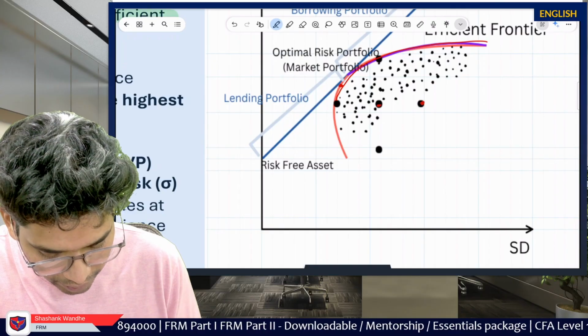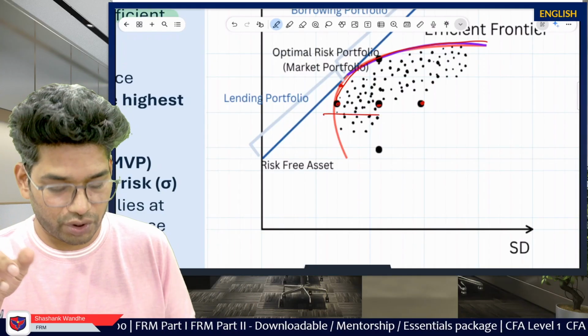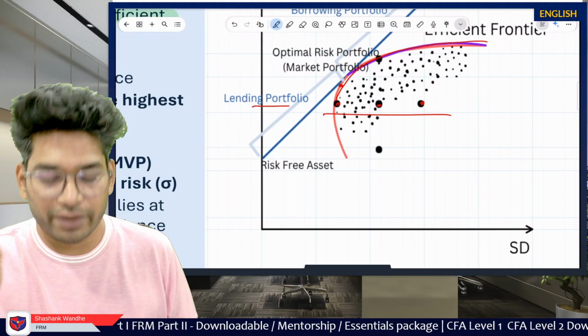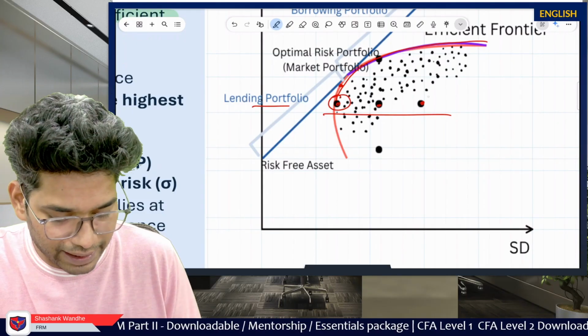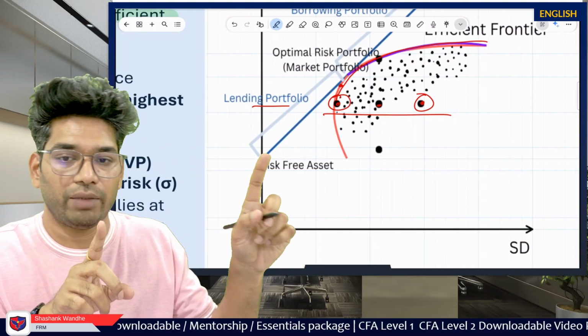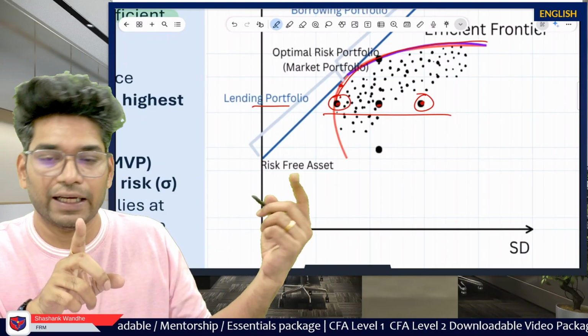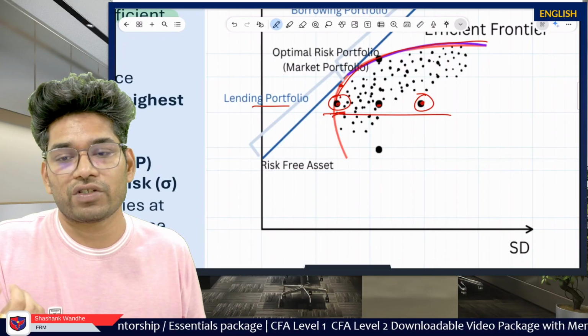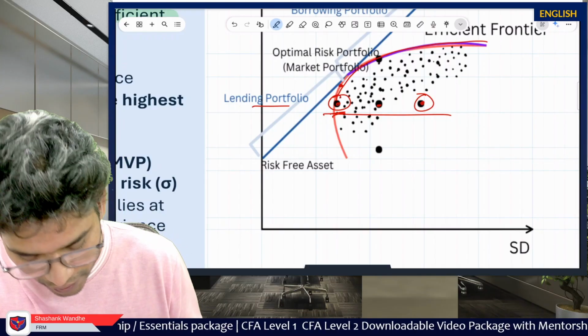Similarly, all these portfolios are preferable. If you check this particular structure, all three portfolios offer the same expected return. So the investor will choose this instead of this, because for the same expected return, this one has the higher standard deviation and this one has the lower standard deviation. So every investor will choose the lower standard deviation.